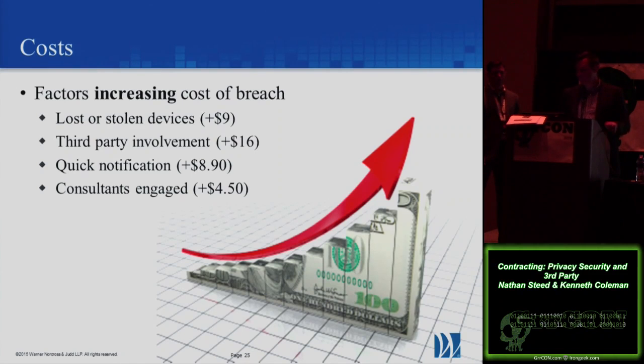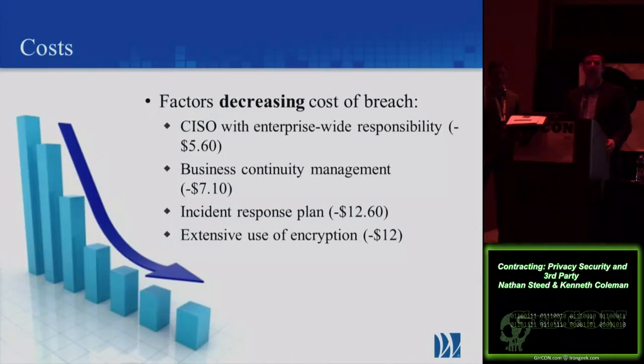So this speaks to the second part of this, which is what can actually decrease the cost per record of a breach. And you'll notice the trend for most of these is some sort of enterprise-wide understanding and awareness of data security and a plan to deal with it. So if there's a CISO or somebody else who has enterprise-wide responsibility, that decreases the cost. If you have some business continuity management, again, decreases. If you have a plan, it decreases the cost.